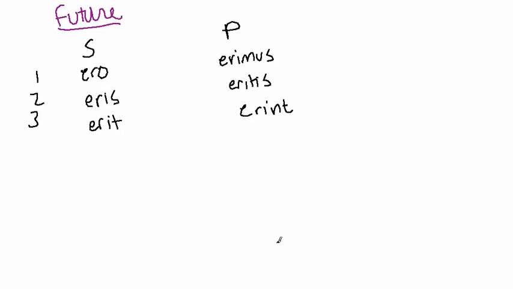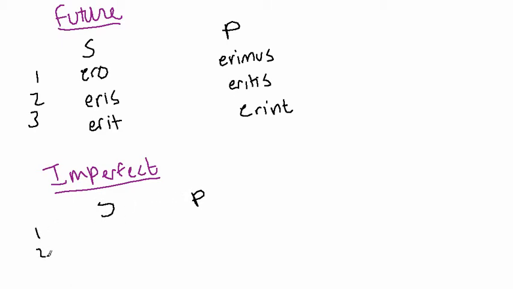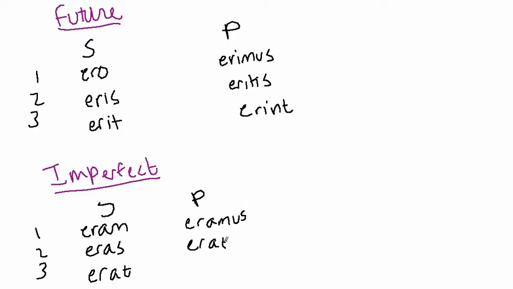Okay, so now on to the imperfect. And the imperfect form of sum is the same as the endings for the pluperfect active indicative. And here they are, singular, plural, 1, 2, 3. And it's eram, eras, erat, eramus, eratis, erant.